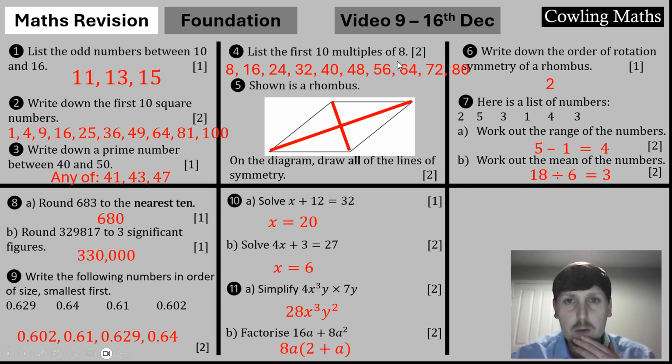Question 4 then, multiples of 8, they're just your 8 times tables. So remember, multiples means times tables basically. For your lines of symmetry, you can only have that one and that one.